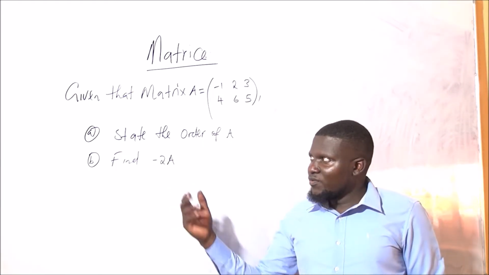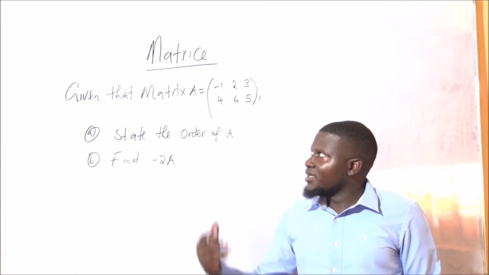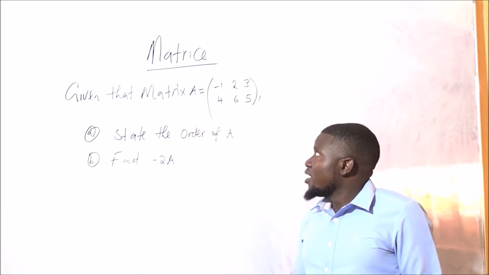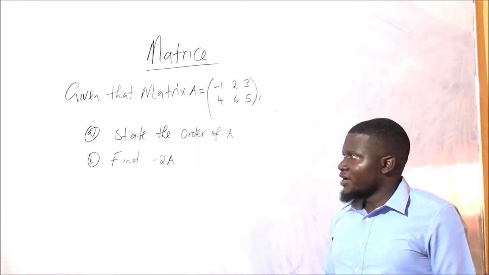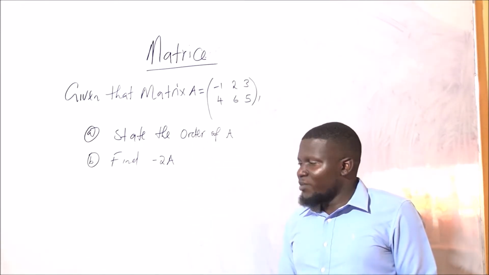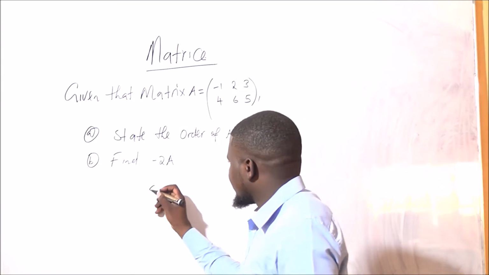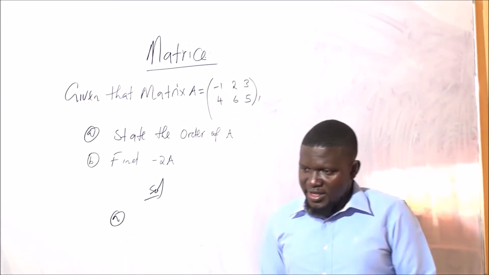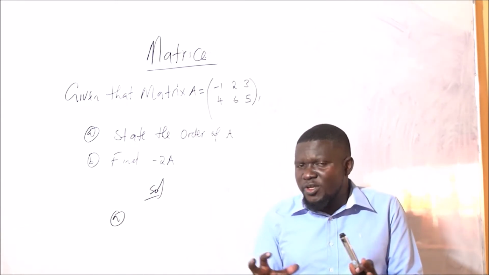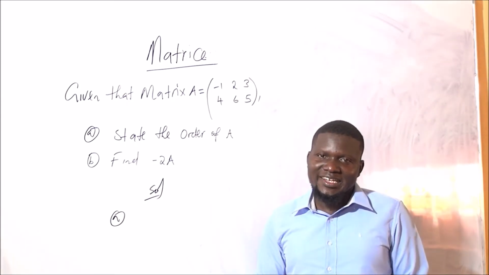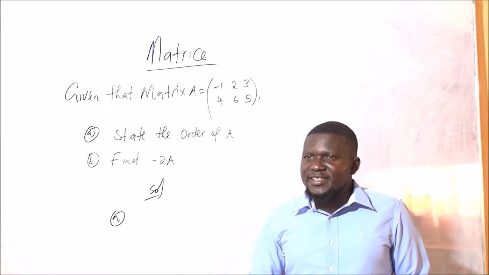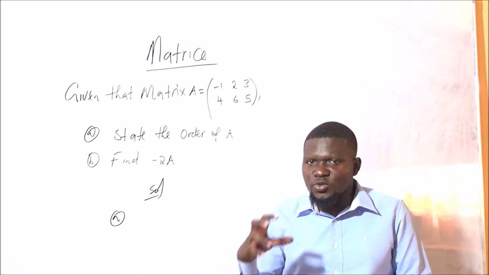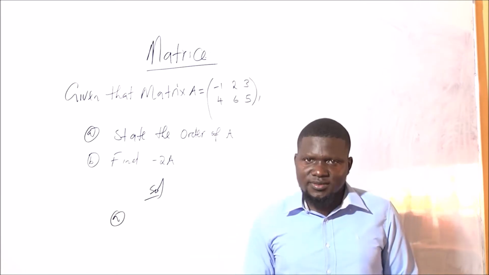Let's see how we can solve this problem. Given that the matrix A is negative 1, 2, 3, 4, 6, 5. State the order of A. Stating the order of a matrix, there's a procedure that we have to put into consideration. And that procedure is that we must look at how many rows we have by the number of columns.